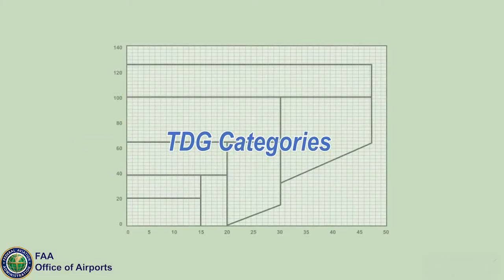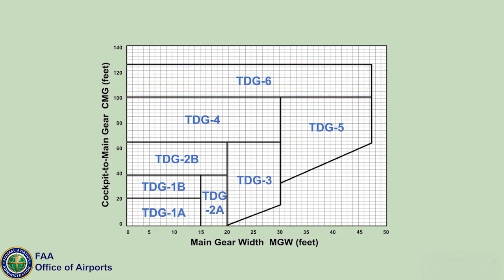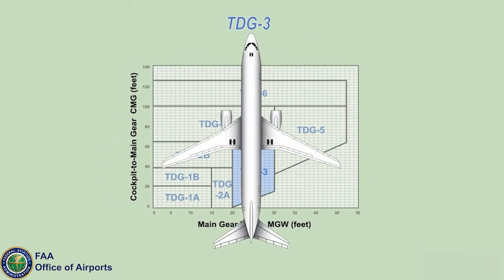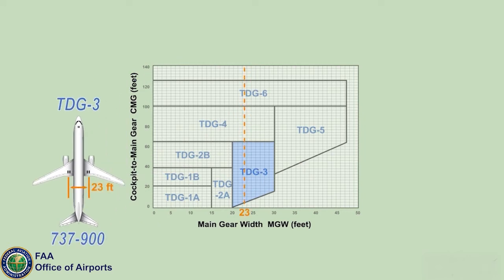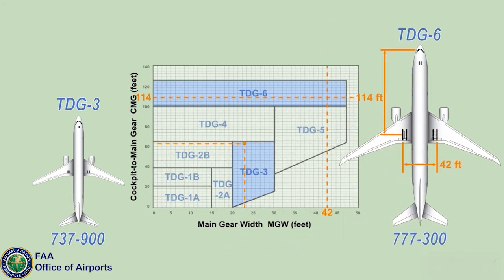There are 6 TDGs based on groupings of similar MGW, the x-axis of the graph, and CMG, the y-axis of the graph. Note that TDG 1 and 2 are divided into subgroups A and B. As examples, the 737-900 aircraft has an MGW of 23 feet and a CMG of 61 feet, which falls within a TDG 3. The 777-300ER has an MGW of 42 feet and a CMG of 114 feet, which falls within a TDG 6.